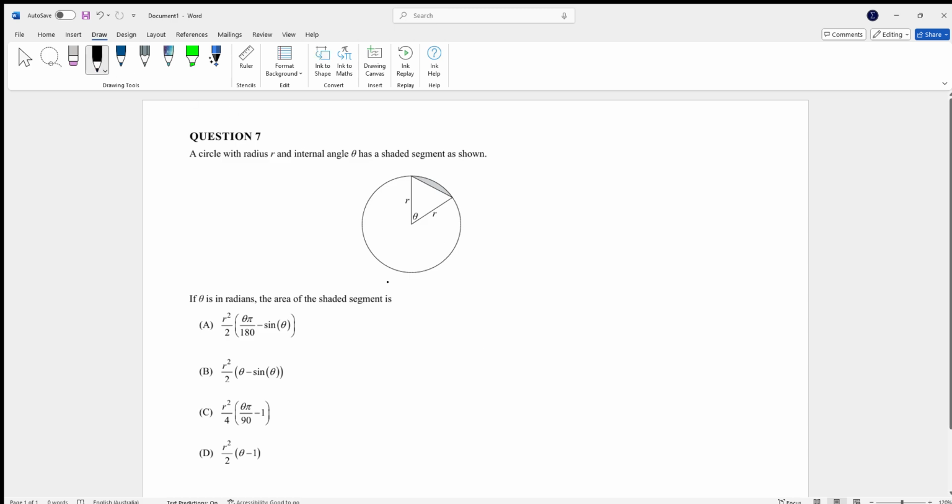Okay. Now, question 7 is a tricky one because it only uses a little bit of Unit 4 and a little bit of stuff from Unit 2. So not many people got this question right when they did this exam.